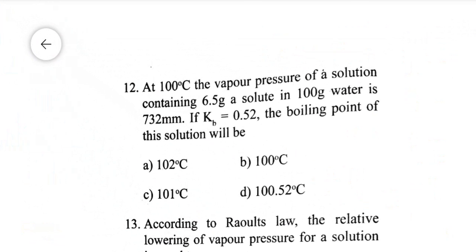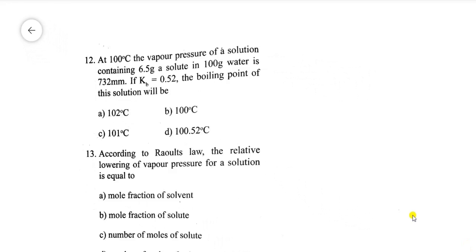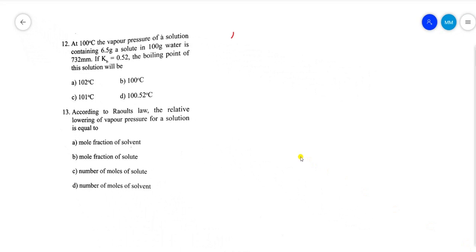Question number 12. At 100 degrees Celsius, the vapor pressure of a solution containing 6.5 gram of a solid in 100 gram of water is 732 millimeter of mercury. If Kb is equal to 0.52, the boiling point of the solution will be. As we know, the boiling point of the solution is greater than that of the pure solvent. The change in boiling point, del Tb, is equal to Kb, the ebullioscopic constant, into m.